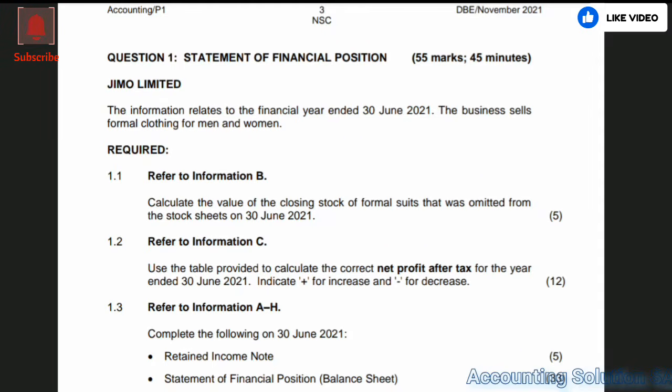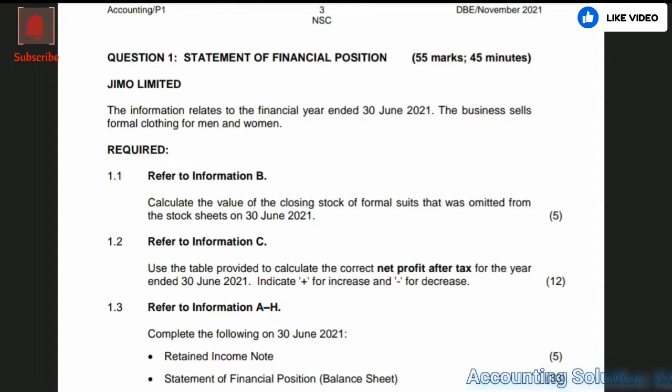Then it required number 1. They said we have to refer to information number B. They said calculate the value of closing stock. This one, guys, is not the one that we are going to focus on today. However, let's go to number 1.3. They say we have to refer to information A up to H, then they said complete the following. Number 1, retained income note. Number 2, a statement of financial position. We are looking for the retained income note, guys, for this lesson's purpose.